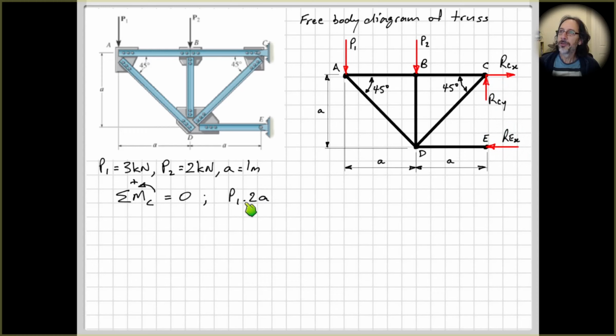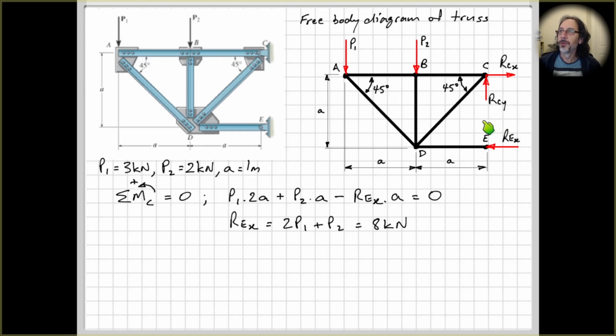So we'll start looking at the moments of each of the forces. So we have P1 times 2A. Okay, perpendicular distance from P1 to C. So P1 times 2A. Is it clockwise or anti-clockwise? As we discussed before, they're tending to rotate about point C in an anti-clockwise direction, so therefore positive. And then we have P2, perpendicular distance to C is A, and then we have REX times its perpendicular distance here, which is A, and tending to rotate clockwise, as we discussed before. Put all that equal to 0, and we can solve for REX.